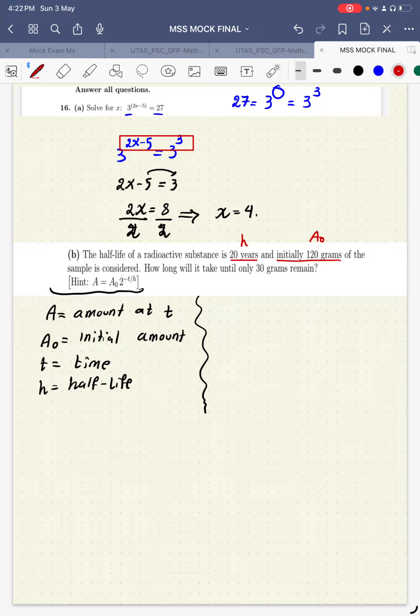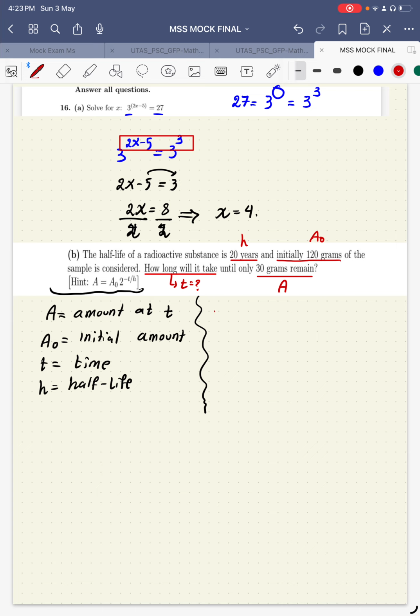How long will it take? So remember what we mean by the words how long. How long, they're asking me for the time. Until only 30 grams remain. So 30 grams is gonna be my A.